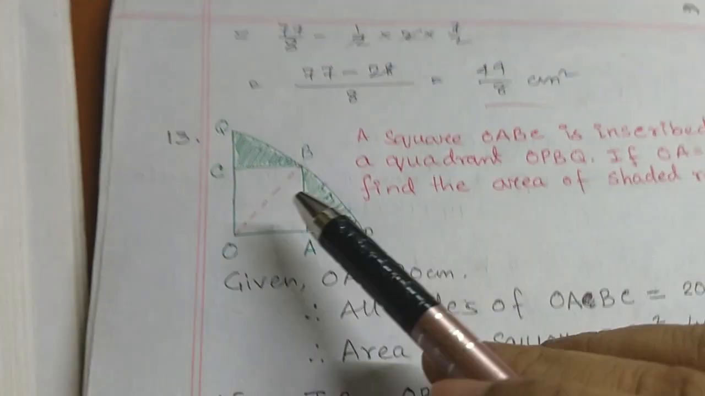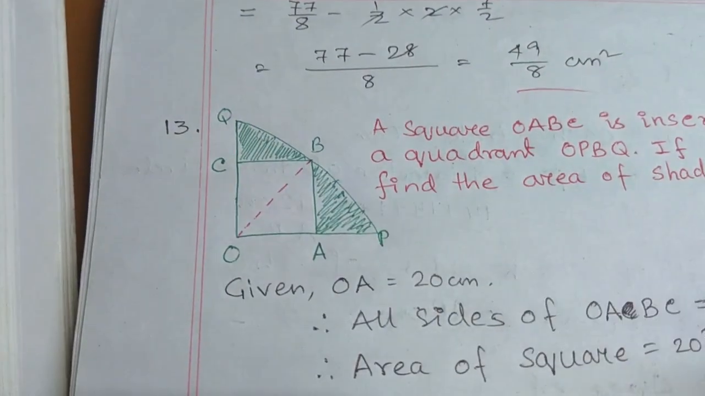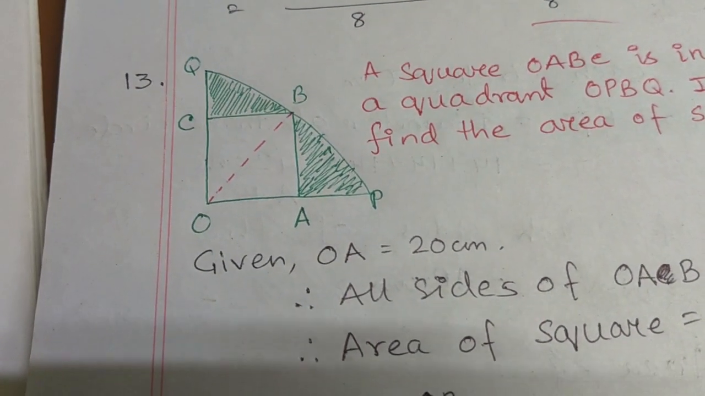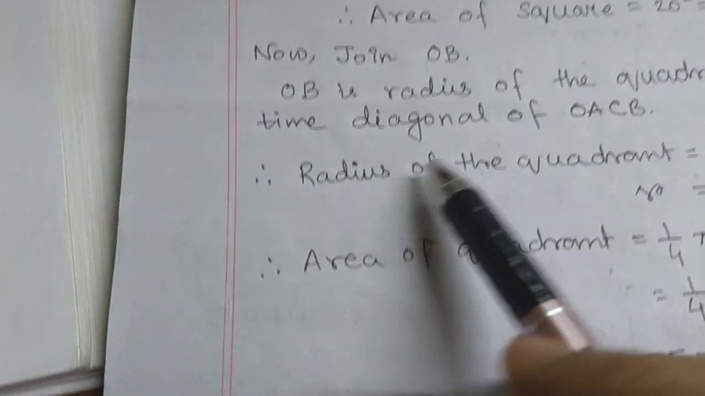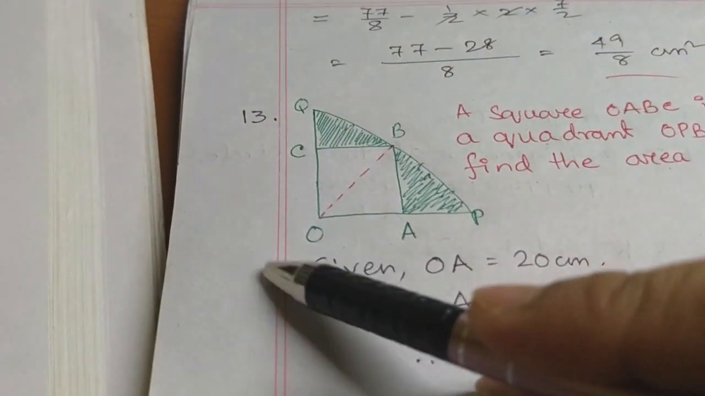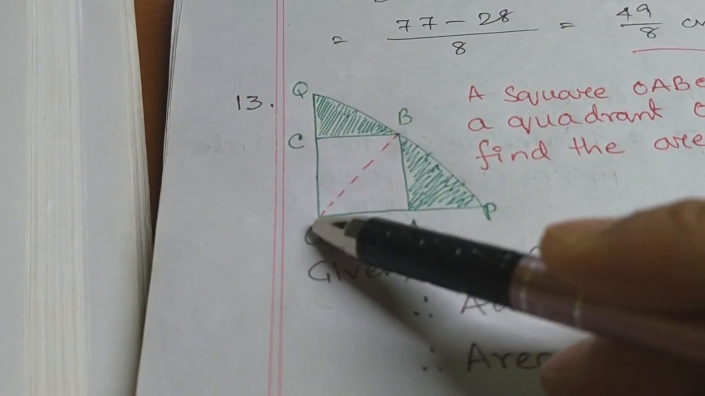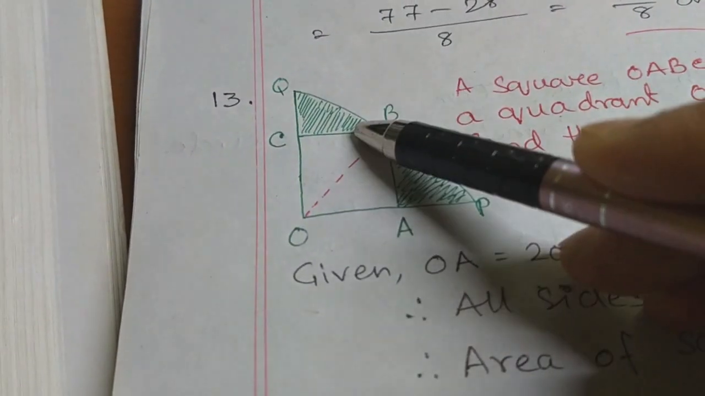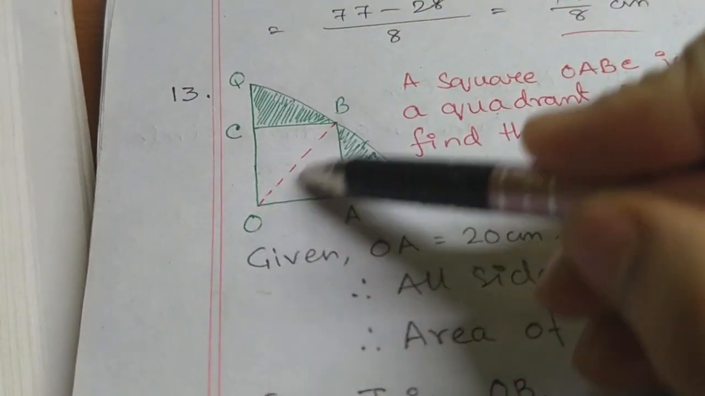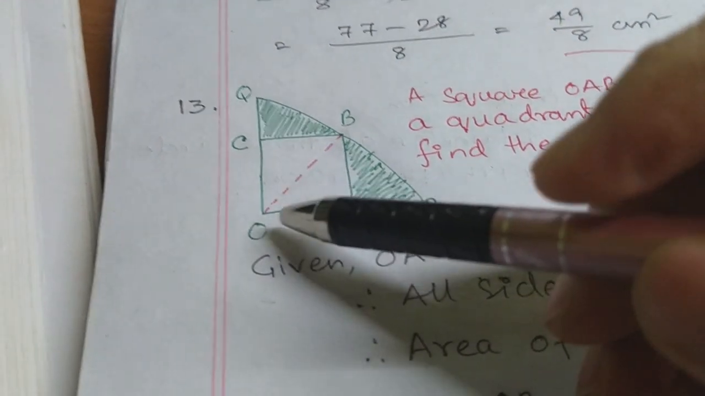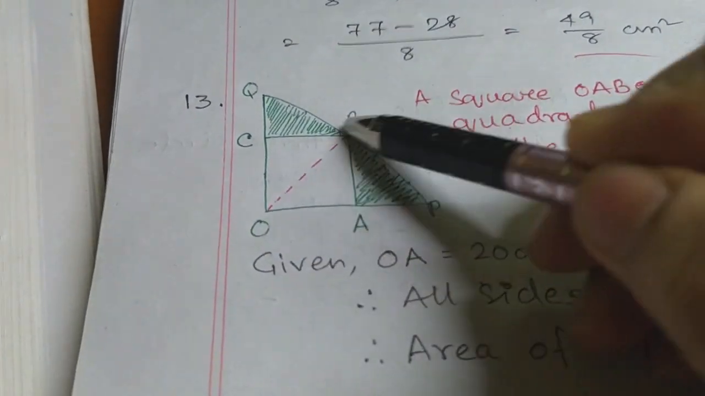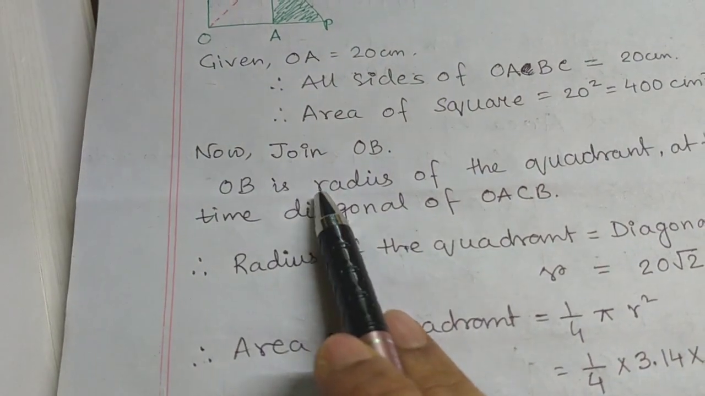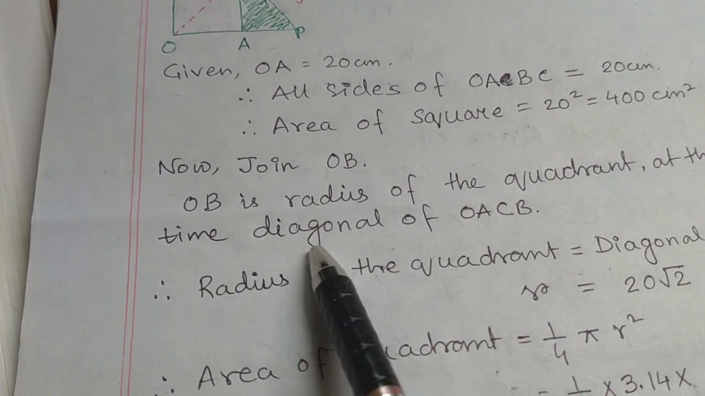Now one thing is missing for this quadrant OPBQ, that is the radius. Because the quadrant formula is 1/4 pi r square, r is missing. If we join OB, O is the center and B is a point on the circumference. So OB will actually be the radius. If I find OB, we'll find the radius of the quadrant. At the same time, OB is the diagonal of the OABC square.